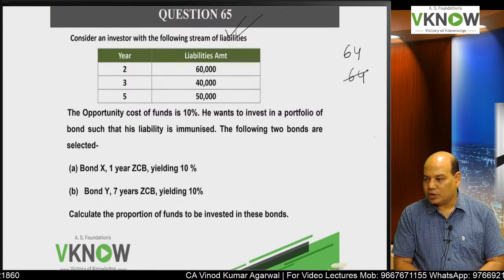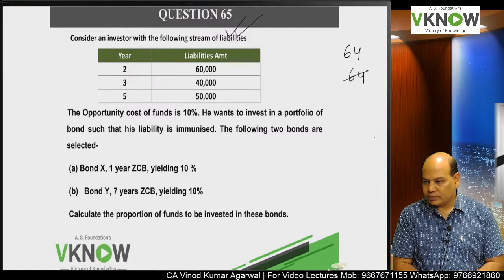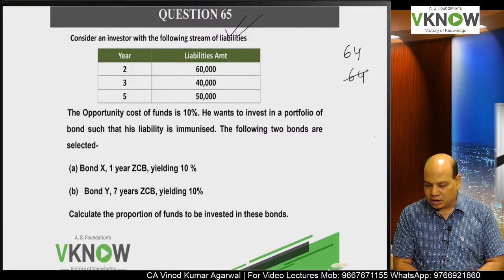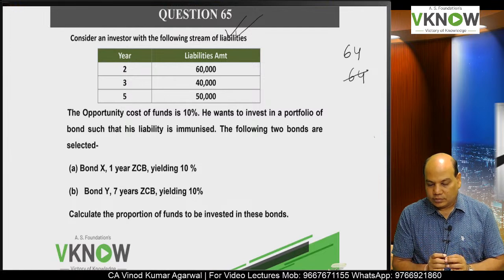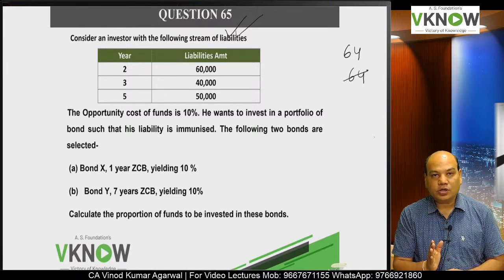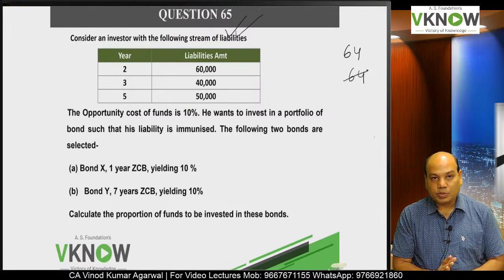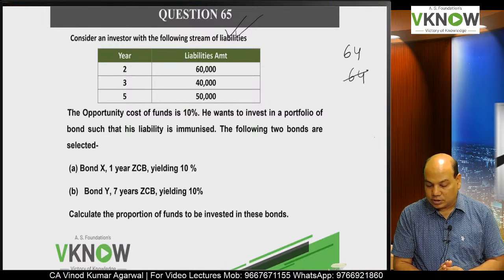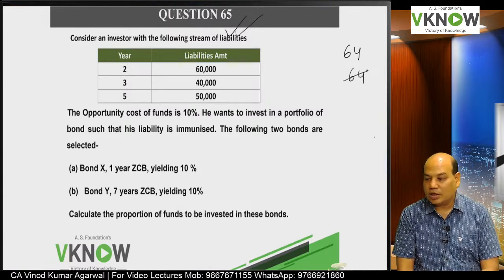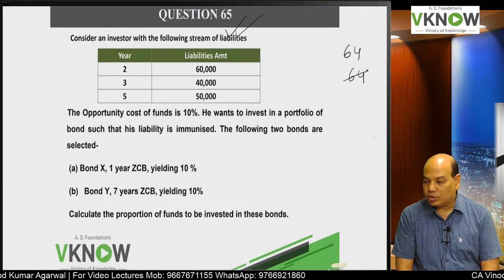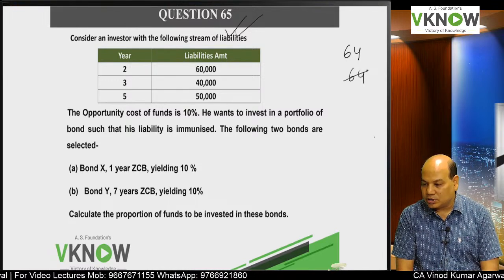Consider an investor with the following stream of liabilities. Year and liability amount: year 2, 3, 5; liability amount 60,000, 40,000, 50,000. The opportunity cost of funds is 10%. He wants to invest in a bond portfolio such that his liability is immunized. The following 2 bonds are selected. Bond X, 1 year zero coupon bond yielding 10%. Bond Y, 7 year zero coupon bond yielding 10%.